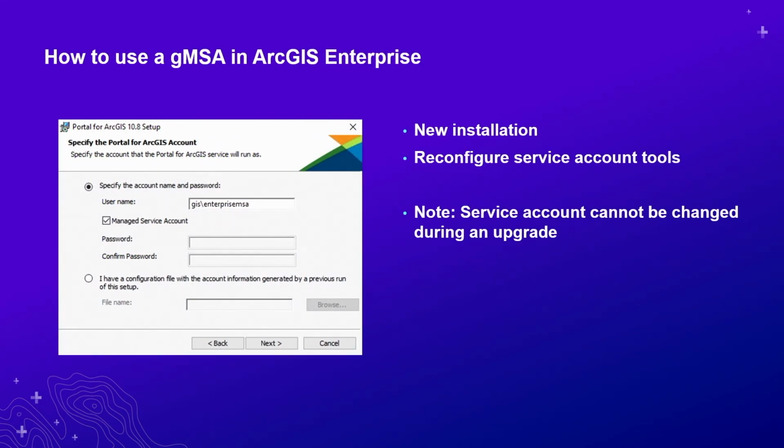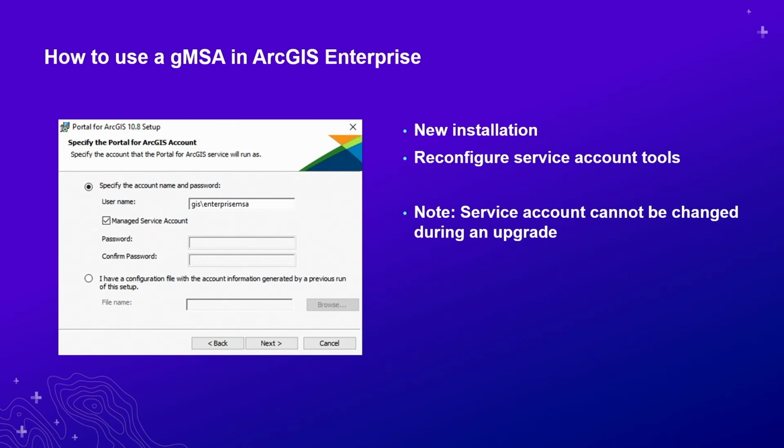So how do you use it in ArcGIS Enterprise? There are two places where you can use it. First of all, on a new installation where you specify the account used, there's an option to indicate that it is a managed service account. You put a check mark there, and it will validate that it is a Group Managed Service account, and you will not have to put in a password. You'll notice that those fields are left blank, or are actually grayed out when you put a check mark next to the Managed Service account.